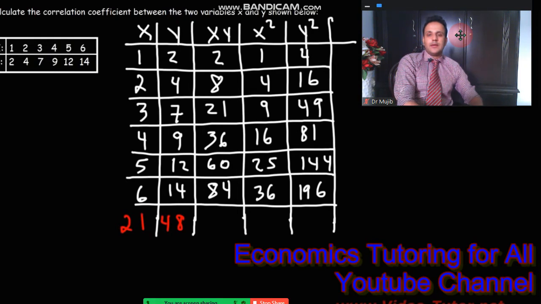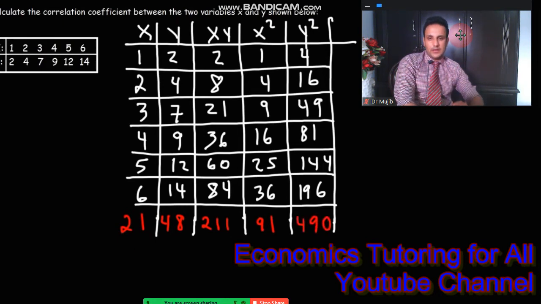Similarly, adding the values of xy in the third column, 2, 8, 21, 36, 60 as well as 84, that is equal to 211. Summation x square means the values of the fourth column: 1 plus 4 plus 9 plus 16 plus 25 and plus 36, and that is equal to 91.